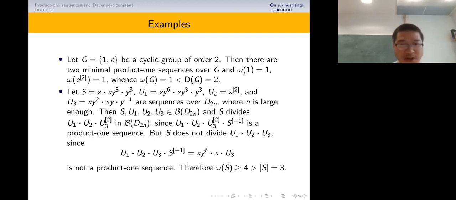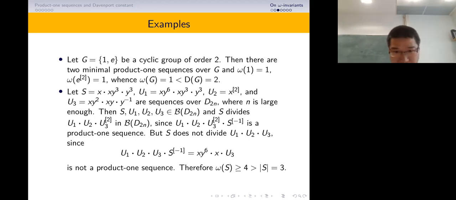Then we know that S should divide this U1, U2, and U3, since U1, U2, and U3 appear twice in B(G). If we take S out from the sequence U1, U2, and U3, the remaining sequence is a product one sequence. You just do a simple calculation. But we know that S does not divide this U1, U2, U3.